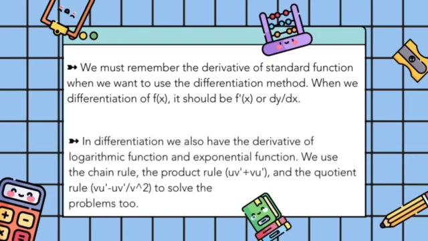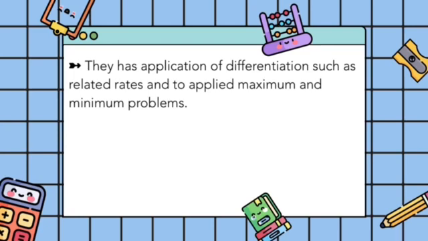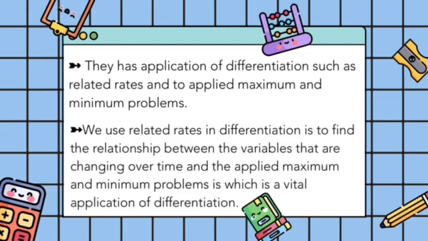In differentiation, we also have the derivative of logarithmic functions and exponential functions. We use the chain rule, the product rule, which is u v prime plus v u prime, and the quotient rule, which is v u prime minus u v prime over v squared, to solve problems too. There are applications of differentiation such as related rates and maximum and minimum problems. We use related rates to find the relationship between variables that are changing over time, and applied maximum and minimum problems are a vital application of differentiation.